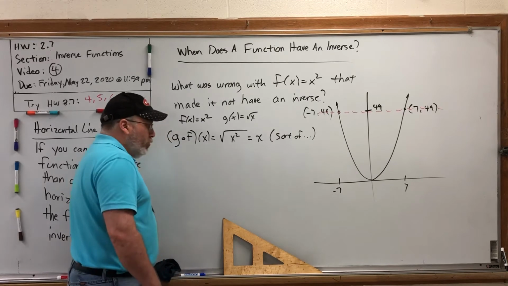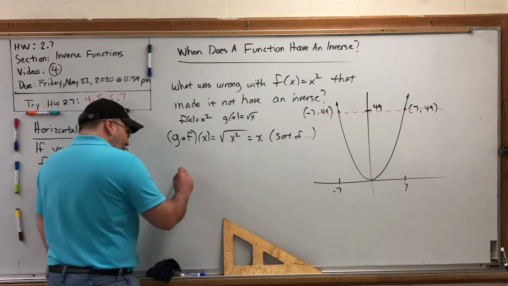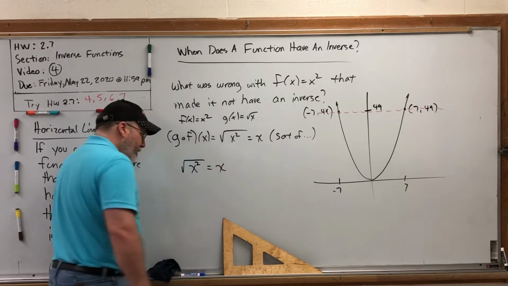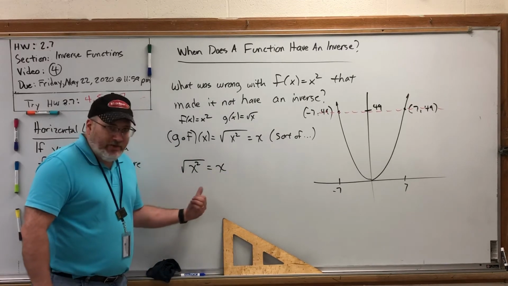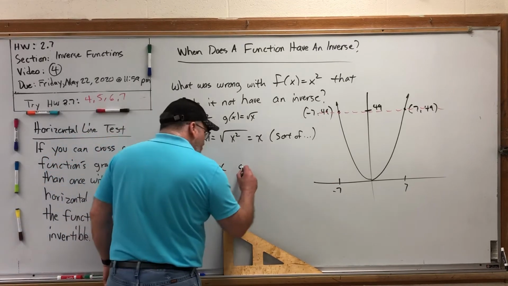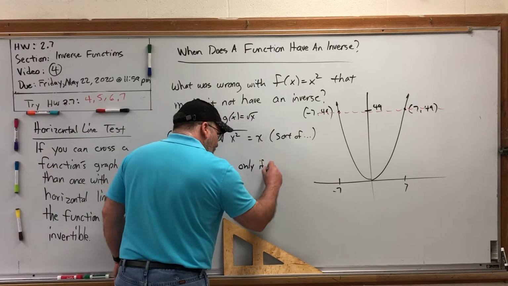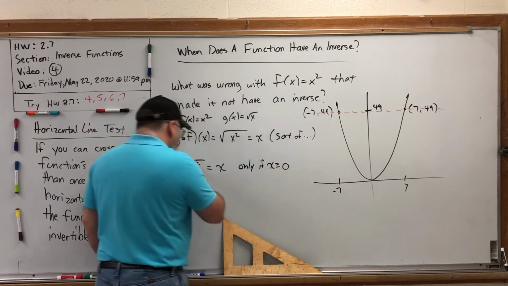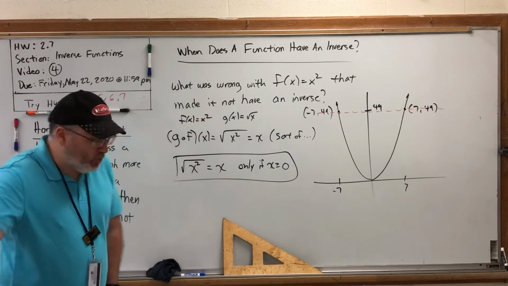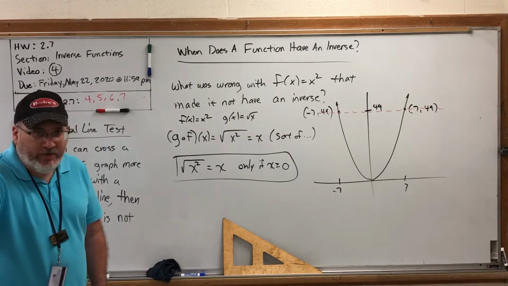So when I said "sort of," and this is something I've just been kind of glossing over up until now, this statement is not true all the time. This is true only if x is greater than or equal to 0, and that's the "sort of." Now don't panic, squares and square roots will still cancel when we need them to.